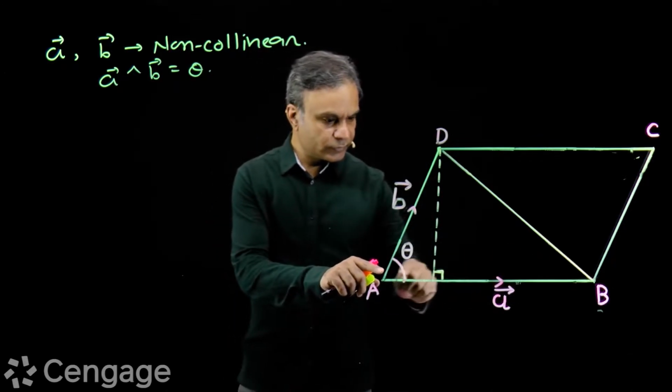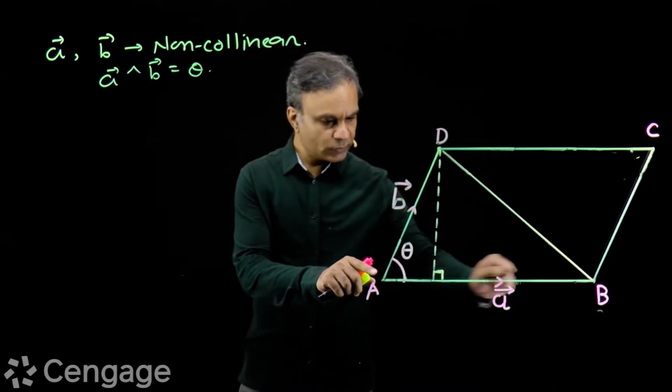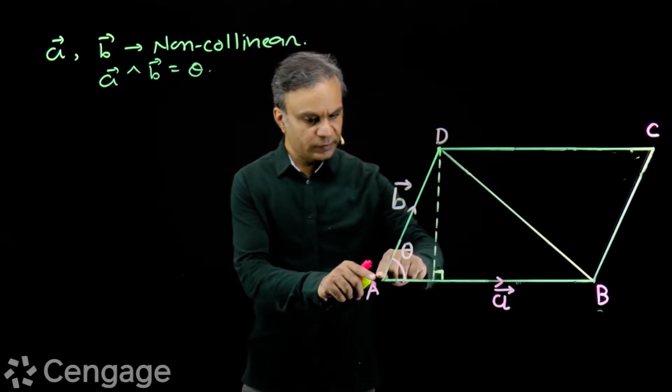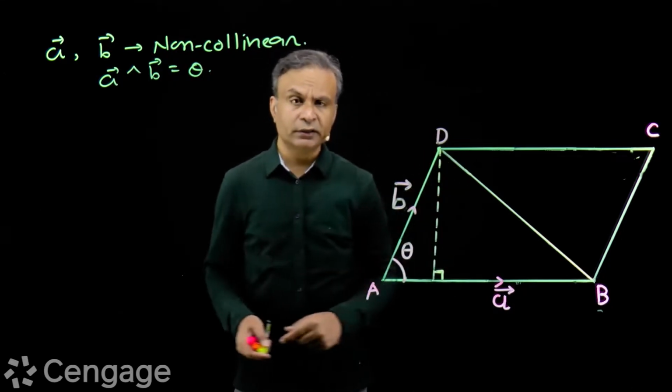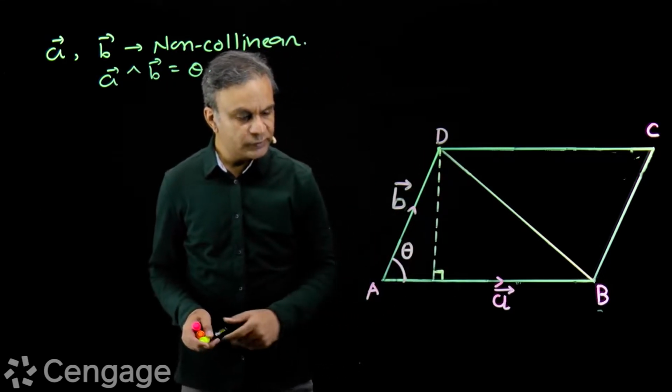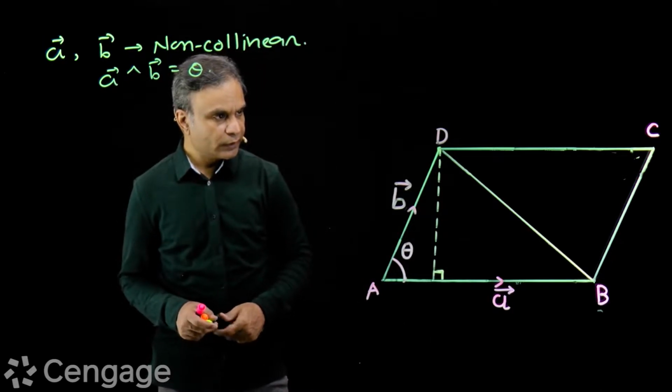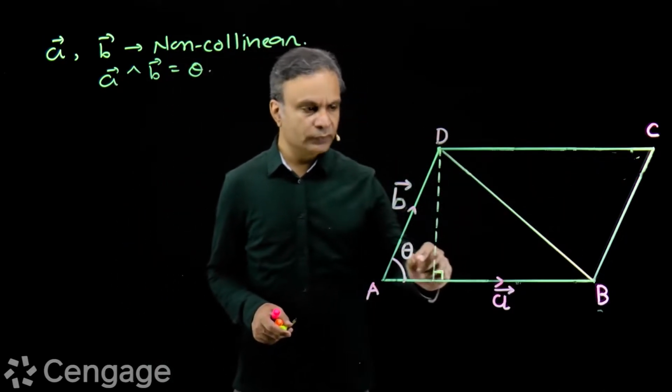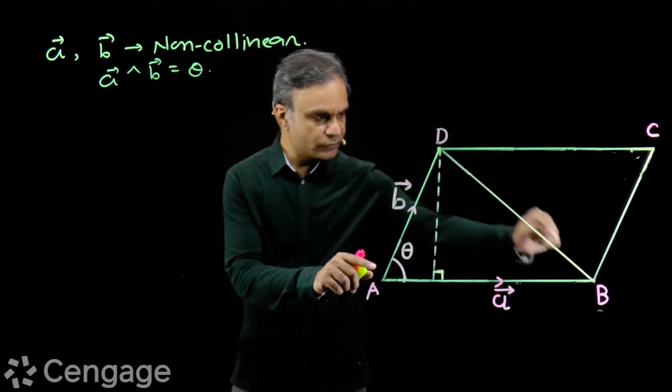This side AB is vector A, and this side AD is vector B. The angle between the vectors is theta, and this is a parallelogram. We can also consider this triangle.